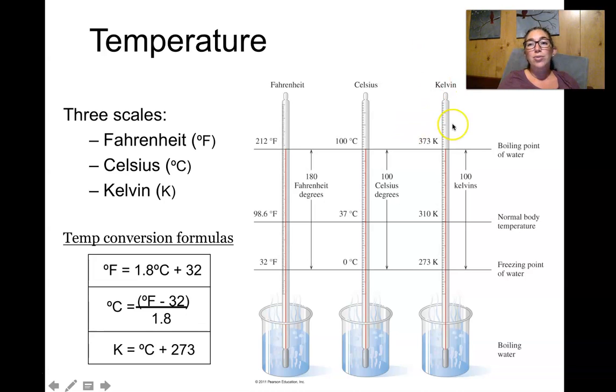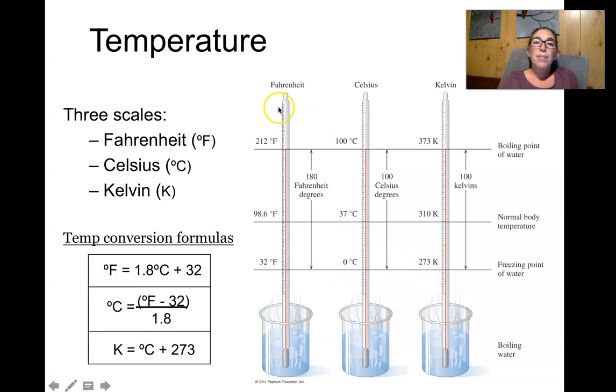It's what's called an absolute scale. So the bottom of the scale is 0, and then it goes up. So it's only positive values, whereas on the Fahrenheit and Celsius scales, you can have negative temperatures. So Celsius and Kelvin, if you look closely at these thermometers, they have the exact same dash lines. The size of the degree is the same. It's just offset by a value of 273. So a temperature of 100 Celsius is 373 Kelvin, and 0 Celsius is 273 Kelvin.